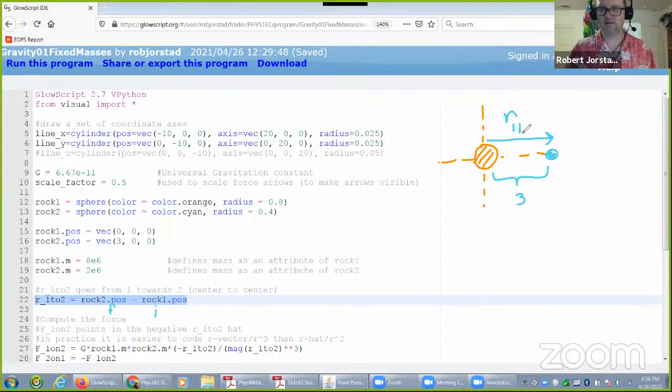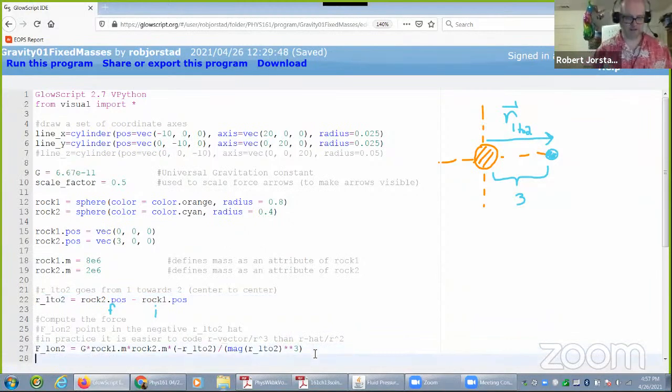R1 to 2 vector. Okay. Now, look at this code right here. Rather than use r hat over r squared, I'm going to write it this way. Now, I'm going to just actually erase a little bit here and lower this down. What you could say is, why don't you just write this like this?